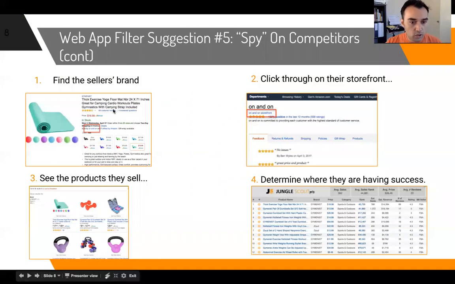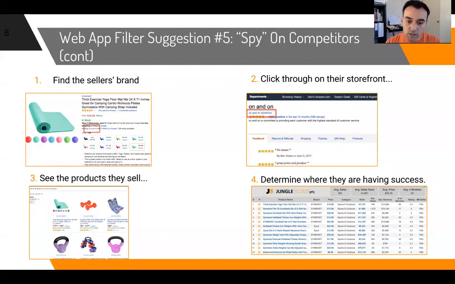You can click onto one of their items, and then you can click on their store name where it says sold by, and then you can check out their storefront and see all the products that they're selling. And quite often it will give you a little badge and tell you which are the best selling products from that seller. So yeah, you get to analyze an entire store from another seller.